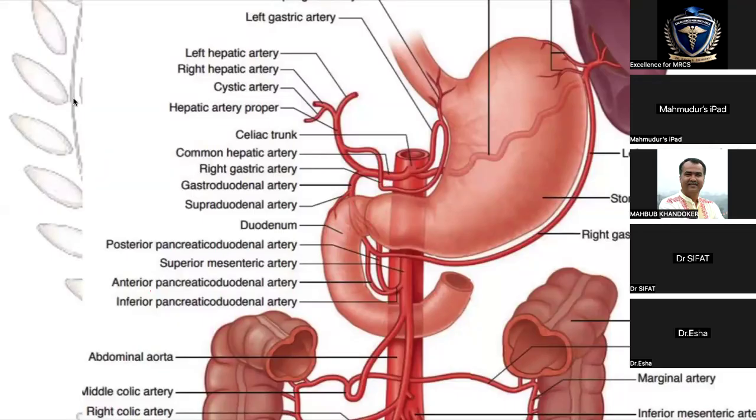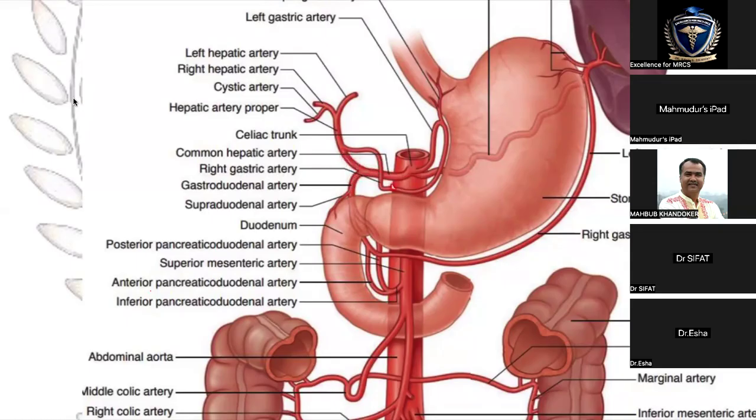Now come here. I have told you already, this is the left gastric artery. The left gastric artery gives a branch called the esophageal branch. It's a very important part: the abdominal part of the esophagus is supplied by this esophageal artery, which is supplied from the left gastric artery, right? And this is the common hepatic artery. It gives the gastroduodenal artery, and this is the hepatic artery proper.